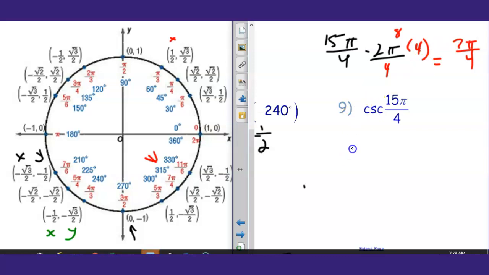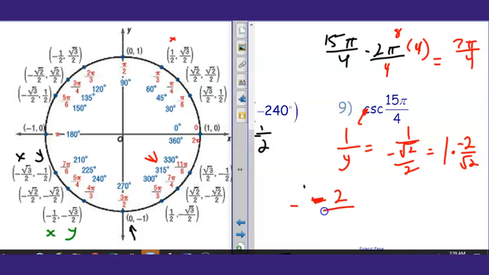So when you're looking for cosecant, cosecant is 1 over y, which in this case is 1 over negative radical 2 over 2. We keep, change, flip to 1 times 2 over radical 2, negative, right? So 1 times this is still that, negative 2 over radical 2, which we then need to rationalize.